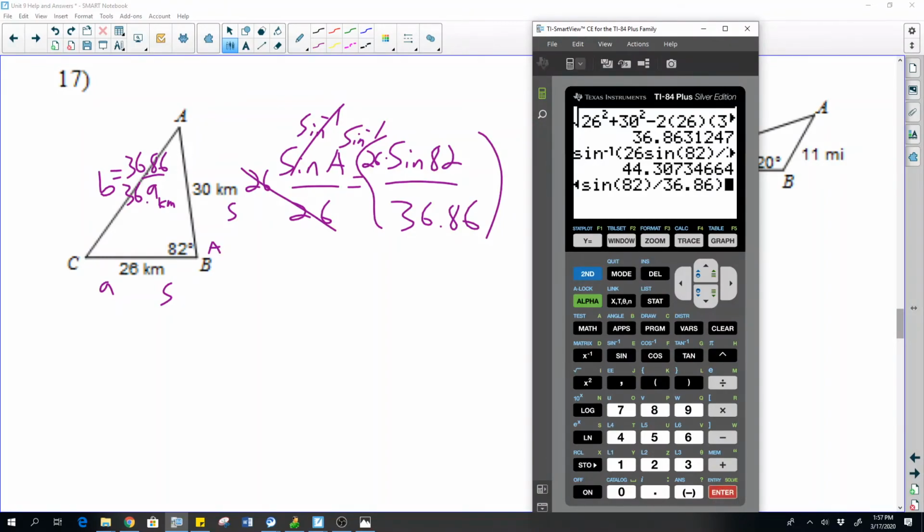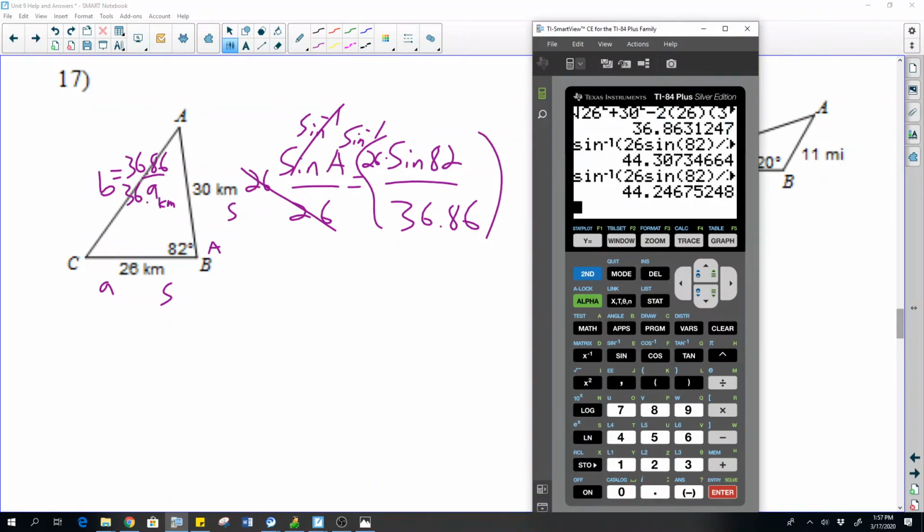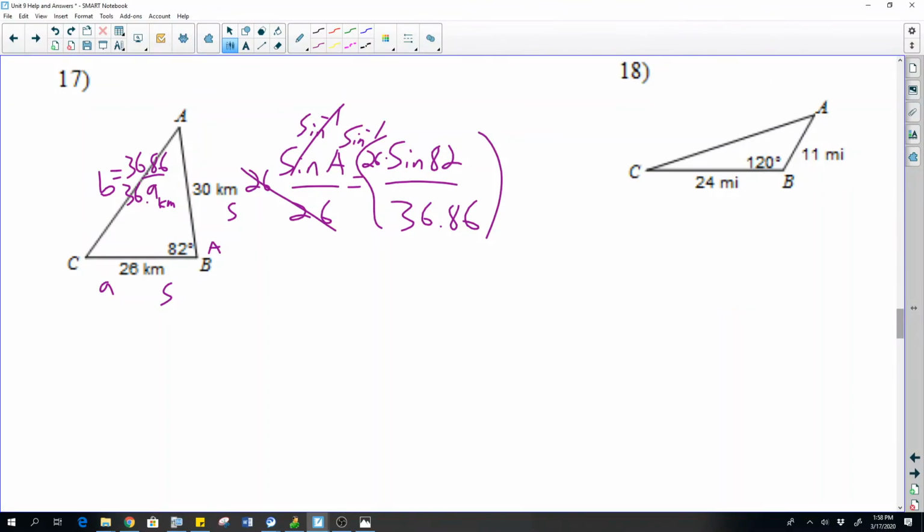What if we would have rounded too soon and used 36.9? How big a difference would that have made? Let's see, 44.24. Yeah, it's off by a tenth, so I'd definitely use the unrounded value. But if you're within a tenth, I'll still give it to you. So 44.3 degrees is for angle A, and side length little b, we got 36.9 kilometers.